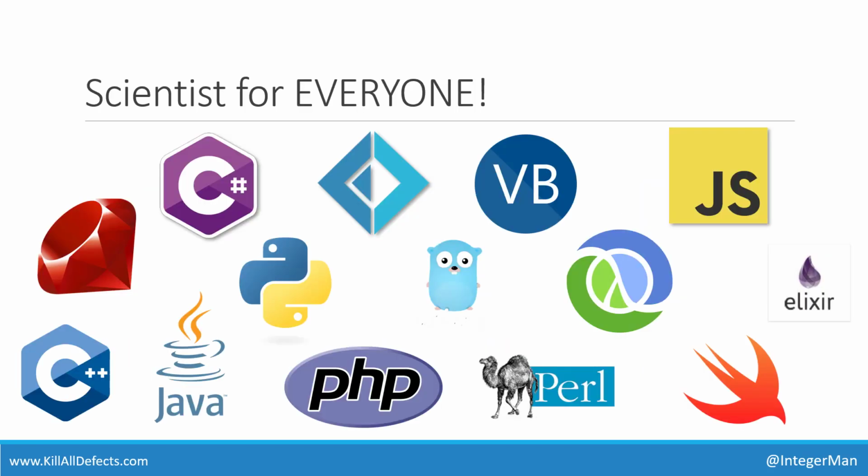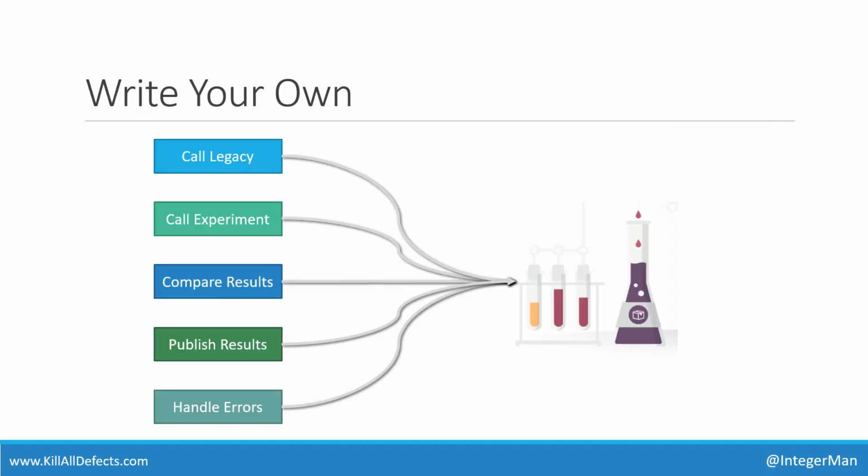Scientist exists in so many different languages. All of these are just languages I've found that have supported Scientist. Some of these have multiple implementations inside of their language. I'm looking at you, JavaScript, primarily here. But if you're using a language, there's a large chance that Scientist is supported for that language. And if it's not, you can always just go out and write your own.